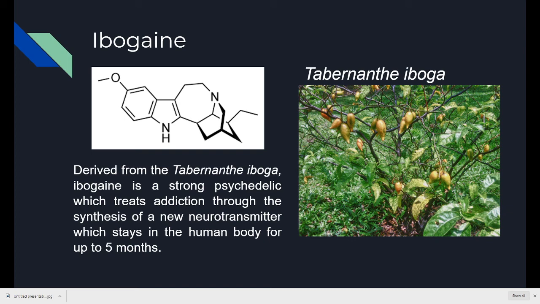Ibogaine is currently being studied by addiction experts and public health experts also. People have reported being relieved of all kinds of deep seated issues, including heart problems, from the use of ibogaine. And ibogaine is only found growing wild in Africa. So, this is another reason we must preserve our earth.